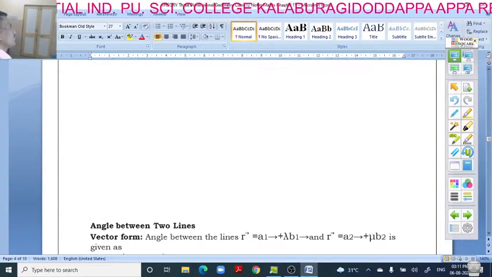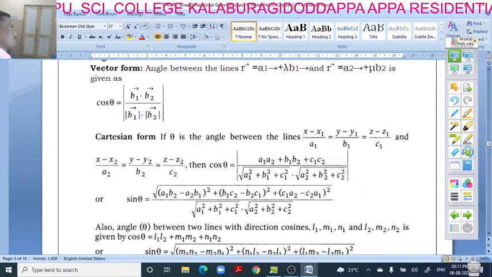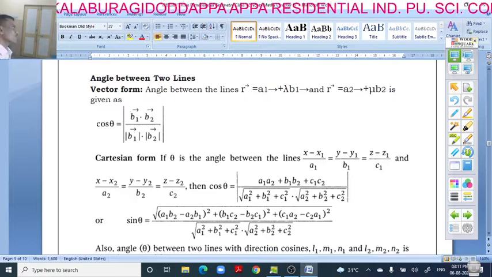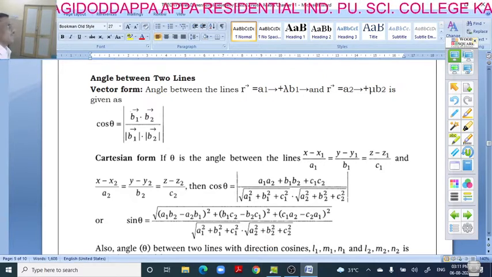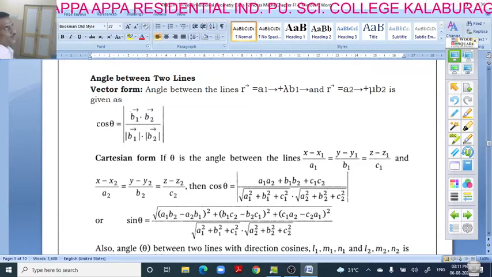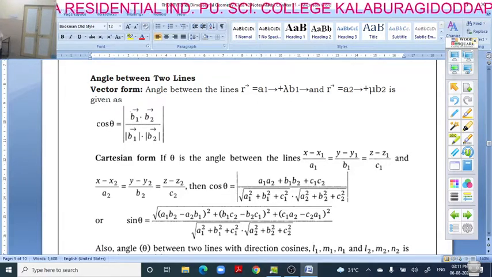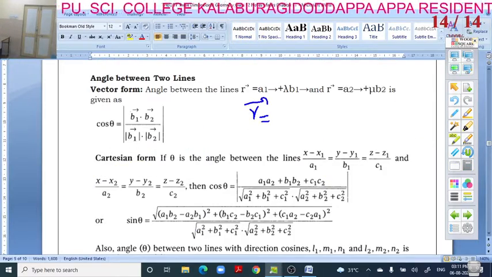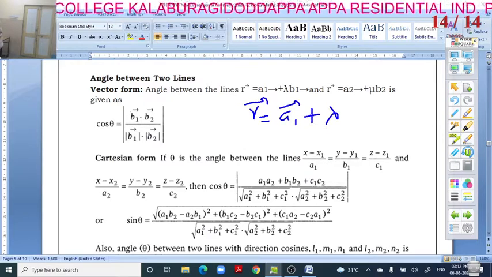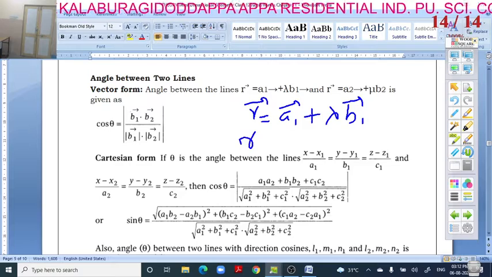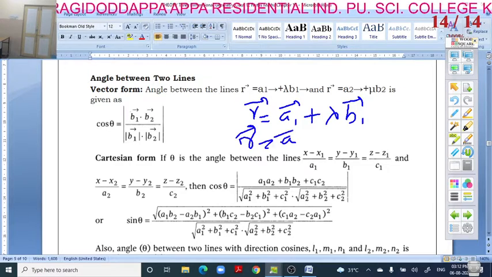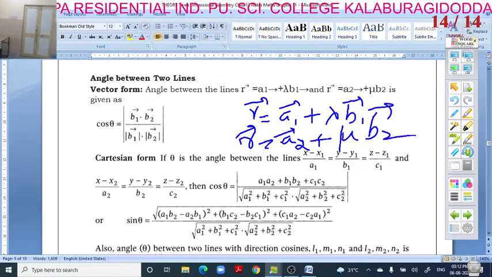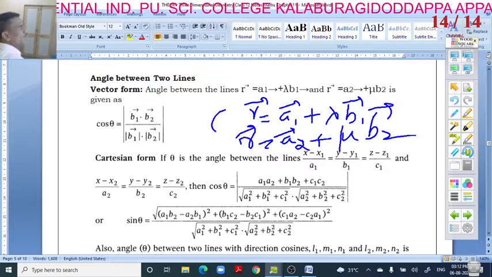Next point, angle between two lines. In the 2D case also we have studied the angle between two lines, but here it is in a slightly different vector form. The first line is vector R is equal to vector A1 plus lambda vector B1. The second is vector R is equal to vector A2 plus mu vector B2. These are the two lines, and we want to calculate the angle between them.